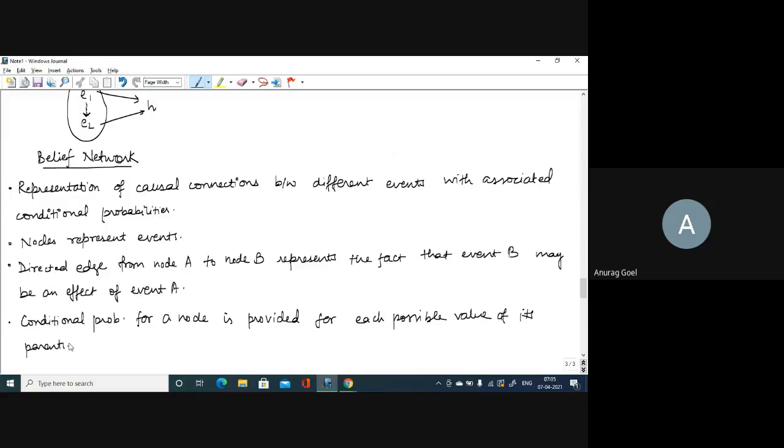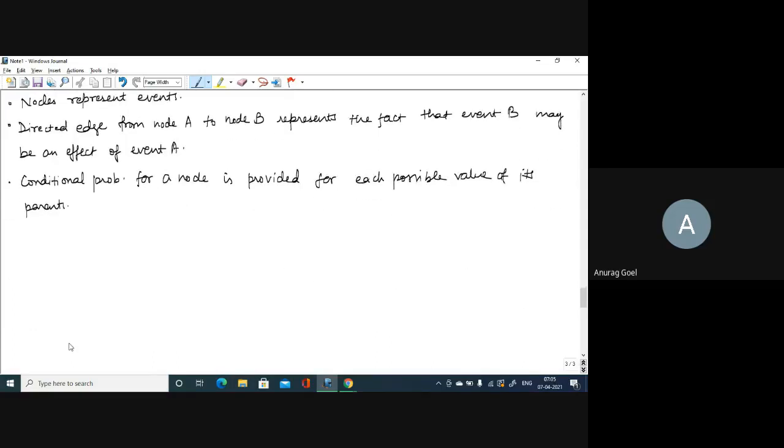Let's see some properties of it. I'll explain the belief network in detail with an example, so don't worry. Let's see some theory first. So, properties of the belief network. It's a DAG, that means it's a directed acyclic graph.